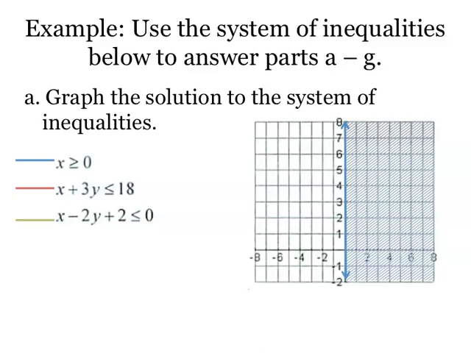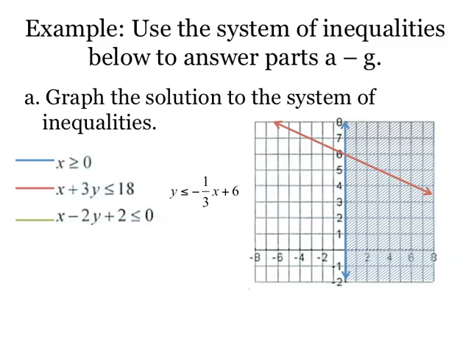So x plus 3y is less than or equal to 18. We move the x over to the other side and then divide everything by 3. So we end up with y is less than or equal to negative 1/3 x plus 6. Now let's go ahead and graph that line. This is a line that has a y-intercept at 6 and a slope of negative 1/3. So here's that line. Now we need to figure out where to shade on this line.